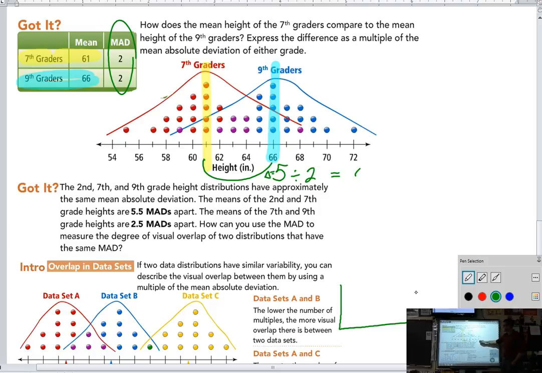And you got 2.5 mean absolute deviations. What if they had different MADs? Like what if the 9th graders were different? It then gets very difficult to compare the data sets if one has a lot more variation away from the mean than the other. You'd use some other strategies. Most of what we'll work with in 7th grade statistics, pretty much everything, the MADs are the same or very close to each other. Like, if one was 1.5 and the other was 4.5, we probably just wouldn't be able to compare them like this.